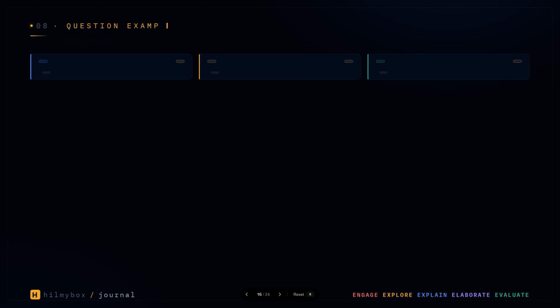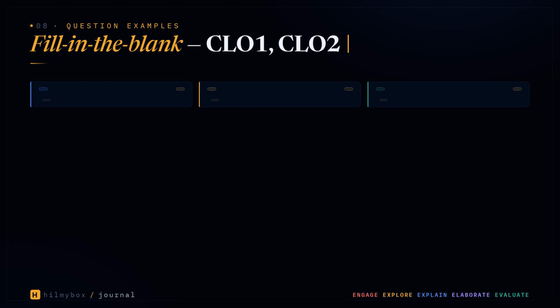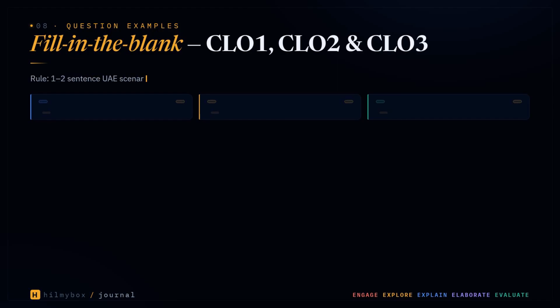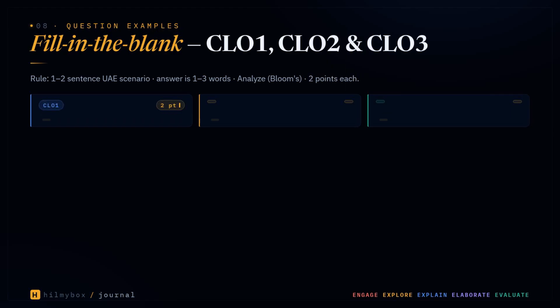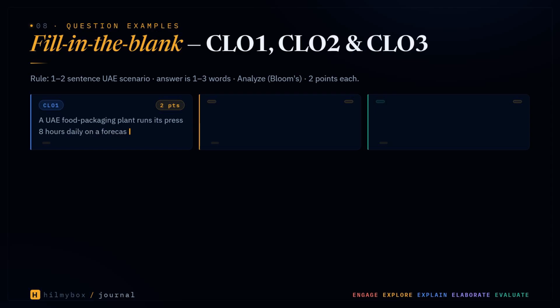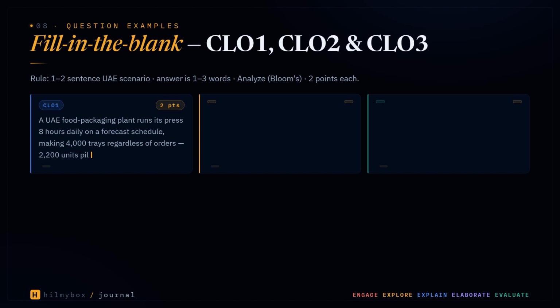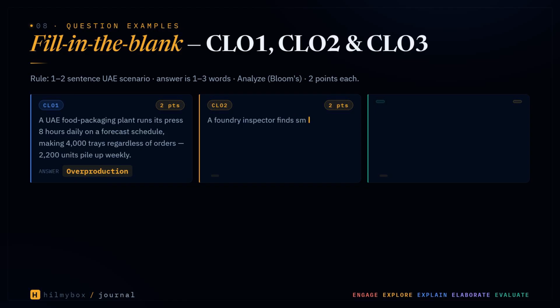Part 8. Question examples. Fill in the blank for CLO 1, 2, and 3. The rule: a 1 to 2 sentence UAE scenario, an answer of 1 to 3 words at analyze level, 2 points each. CLO 1, a UAE food packaging plant runs its press 8 hours daily on a forecast schedule, making 4,000 trays regardless of orders, and 2,200 units pile up weekly. The answer, overproduction.